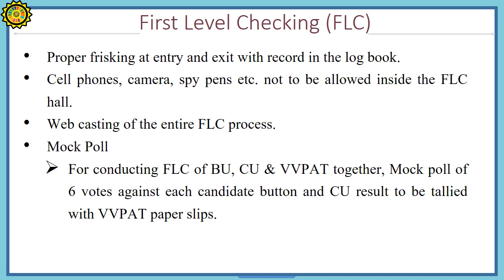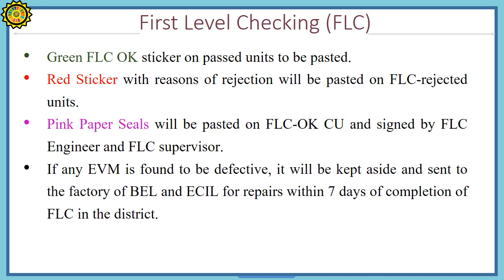Mock poll. For conducting FLC of BU, CU and VVPAT together, a mock poll of 6 votes against each candidate button and control unit result to be tallied with the VVPAT paper slips. Green FLC OK sticker on passed units to be pasted. Red sticker with reasons of rejection will be pasted on FLC rejected units. Pink paper seals will be pasted on FLC OK control units and signed by the FLC engineer and FLC supervisor.